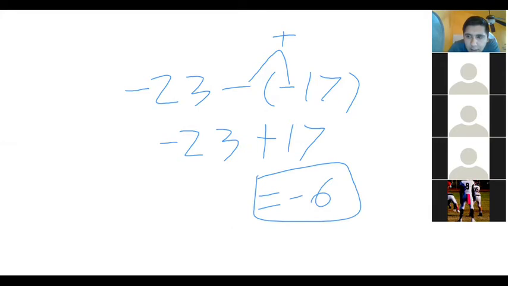Okay, so they're different signs. If they're different signs, we have to find the difference. If they're the same signs, we add them together, okay? Now we keep the negative because 23 is our larger value, right? So negative 6 would be our answer. But the key thing, remember that when we have two negatives separated by a parentheses, it turns into a positive. So this turns into an addition problem.